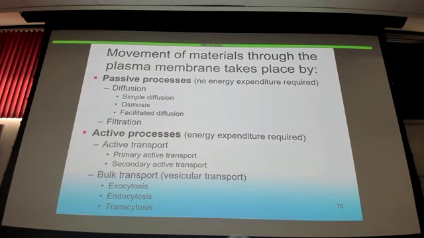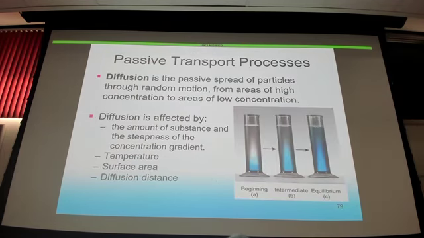That's not my class. Then you have active processes where you find things like primary active transport, secondary active transport, and then bulk transport. And we'll talk about all of these. So the first one up is diffusion. It's a passive process that moves particles into solution, basically. So we're taking things from an area of high concentration to lower concentration. And we already mentioned the temperature.